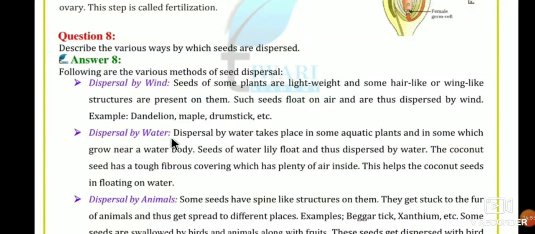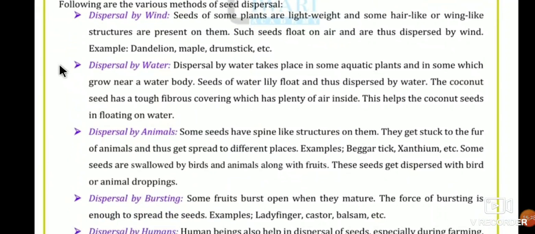Dispersal by water is familiar and also very easy. Dispersal by water takes place in some aquatic plants and in some which grow near a water body. So seeds of water lily float and thus are dispersed by water. The coconut seed has a tough fibrous covering which has plenty of air inside. This helps the coconut seeds in floating on water. That means coconut is also an example for dispersal by water for the growing of a new coconut tree.